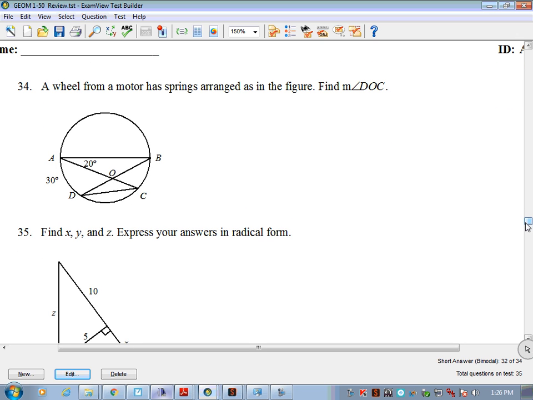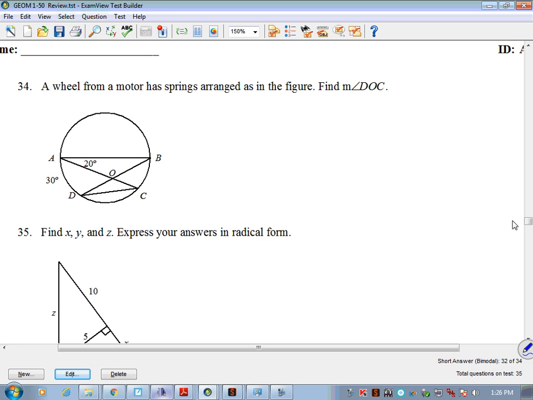Last two questions. A wheel from a motor has spring, and that doesn't really matter. We want to find measure angle DOC. Okay. This is dealing with inscribed angles and intercepted arcs. We want to find measure angle DOC. We can do that a number of different ways.